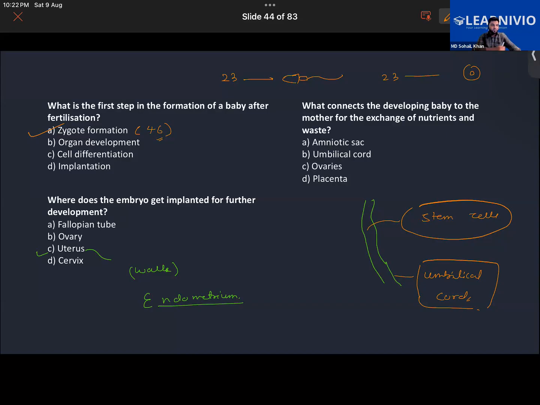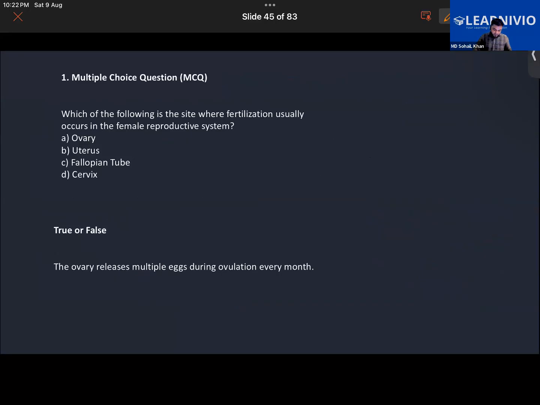Suppose, for example, part of a tissue is damaged, like the bicep tissues, or there has been a leg injury. By injecting stem cells into that portion, it will repair the damaged tissues. So that's something. Which of the following is the site where fertilization usually occurs in the female reproductive system?